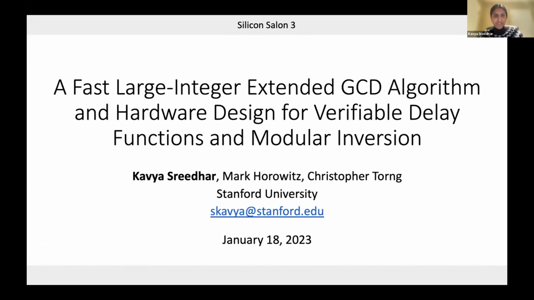As Christopher mentioned, my name is Kavya Sreedhar, and I'm a fourth year PhD student at Stanford. Today, I'll be talking about our work on a fast large integer extended GCD algorithm and hardware design for various cryptographic applications. And this is work done with my advisor, Mark Horowitz, as well as Christopher Torng, who is an assistant professor at USC, and also on the call today.